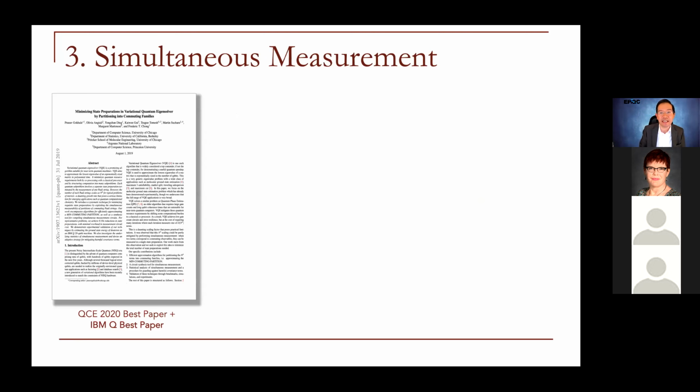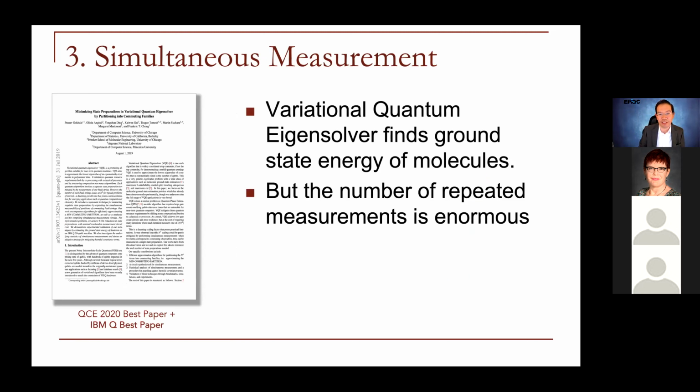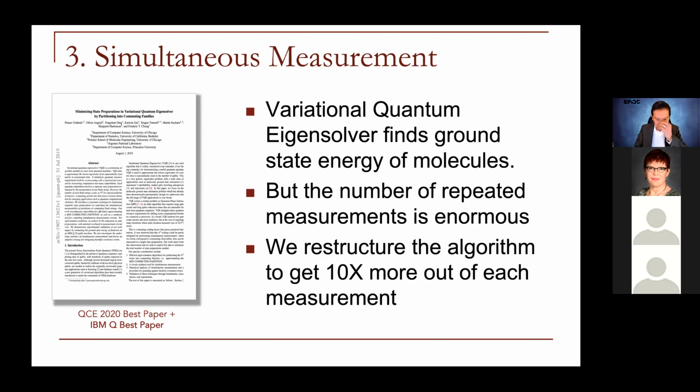Okay, so now let's take a little look at what we can do at the application level. This is something we did for VQE, or the Variational Quantum Eigensolver, in particular. What we find is that there is a significant cost in all these iterations to actually do the number of measurements that's required to estimate all the terms in the problem that you're trying to solve. And what we do is we actually restructure the algorithm to get 10x, actually 30x more out of each measurement.